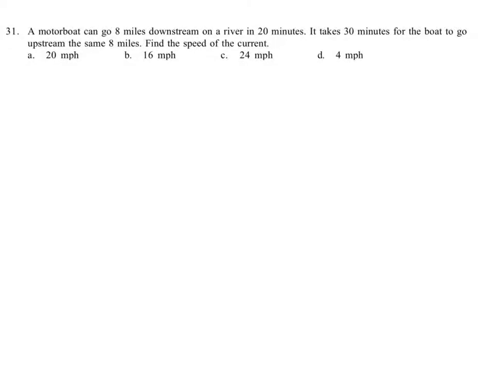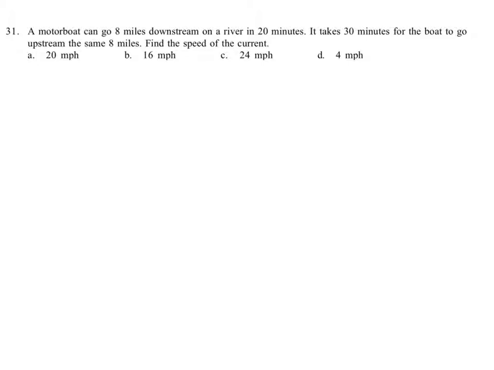All right, so a motorboat can go 8 miles downstream on a river in 20 minutes. We can calculate the speed in miles per hour from that, and we're going to want to do that. It takes 30 minutes for the boat to go upstream the same 8 miles. So find the speed of the current. There's a couple of things we're going to do. The first thing that we're going to do is convert this into miles per hour.